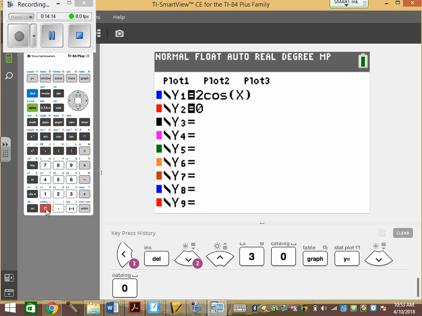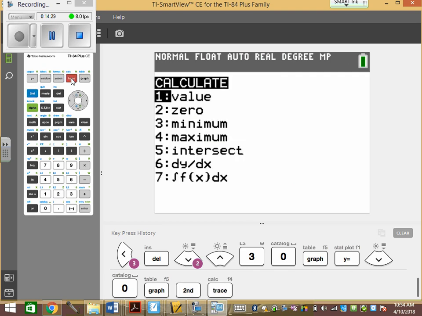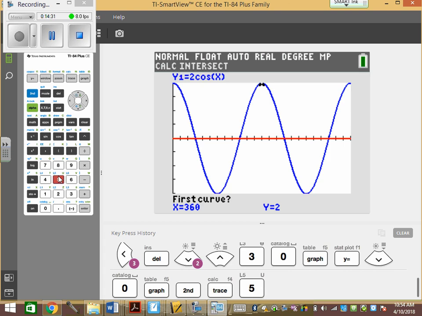I'm going to put in 0. Now I'm going to press graph. Do you see how they're blue and red? I'm going to find out where they intersect, and I get my x-intercepts that way. If not, you can do second trace 0, left bound, right bound, and it totally gets it for you. Okay? Same thing. So second trace 5. I'm going to find out where they intersect. I need to move closer.